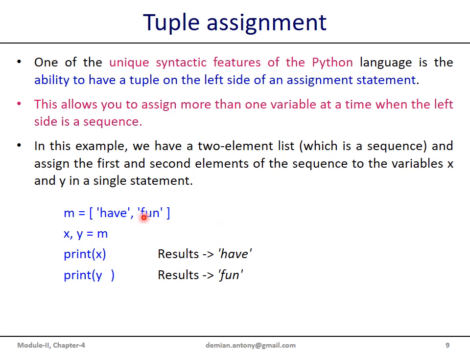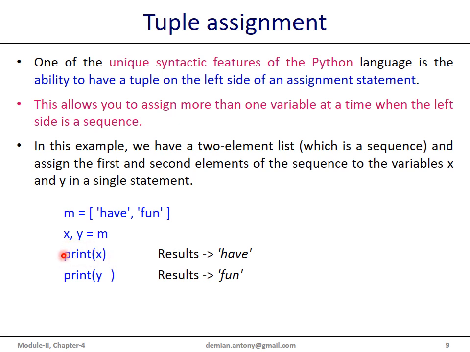So we have m, which is a list. We have square brackets, which represent the list. m is a list having two strings. I can assign these individual elements of a list, two elements, to two different variables x and y by just writing the statement x comma y equal to m.